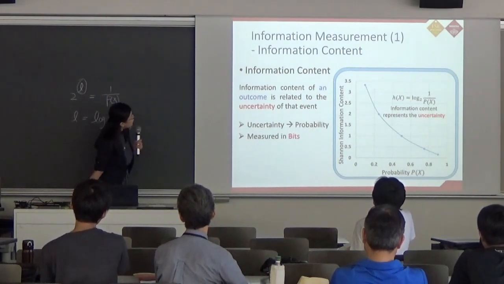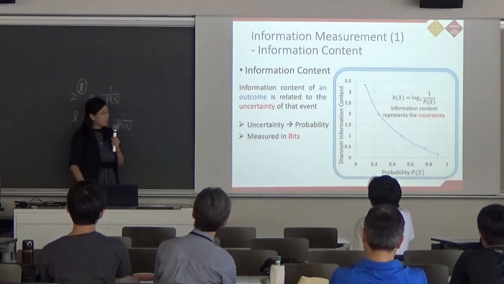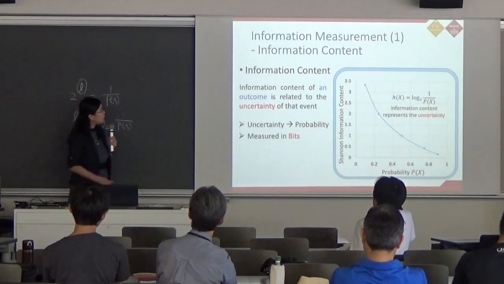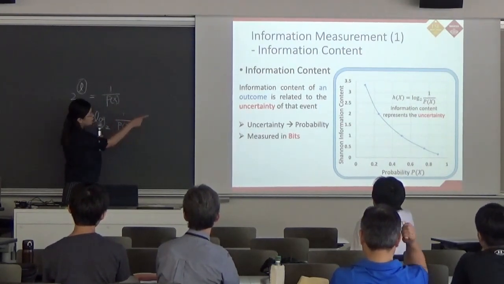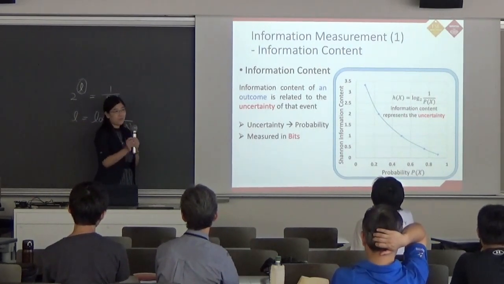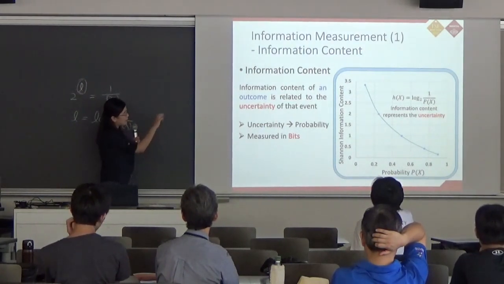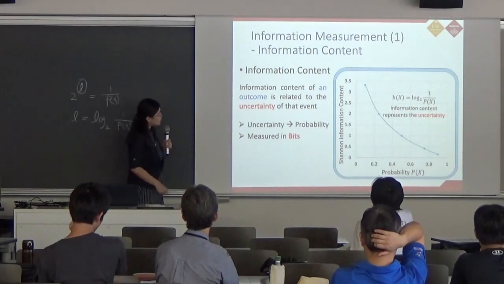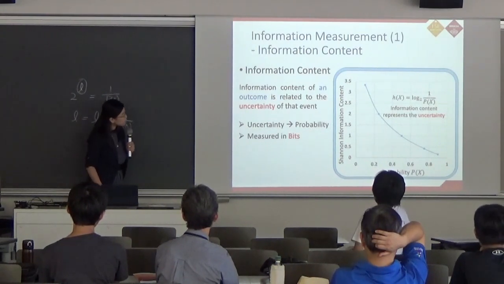Until here, you can find that the minimum unit of information for a specific outcome can be quantified by this equation. Here, we use a small h to represent the minimum information length if we use binary numbers to represent this kind of information. So the unit is measured in bits.